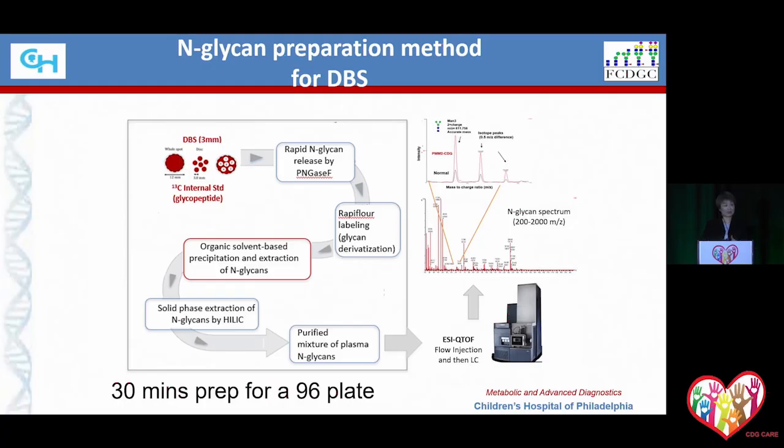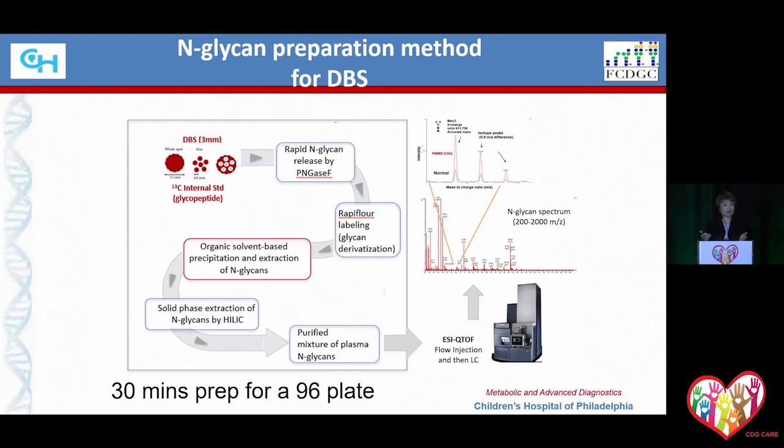I was tasked to look into that, and in the past 3 years, we developed a method where we can take a 3 millimeter punch from a DBS, extract the glycans from the DBS, derivatize it, put a tag on it, and run it on the mass spec. This method is fast and high throughput. Within 30 minutes, the sample prep is done in a 96-well format. And then the run on the mass spec is 2 minutes per sample.